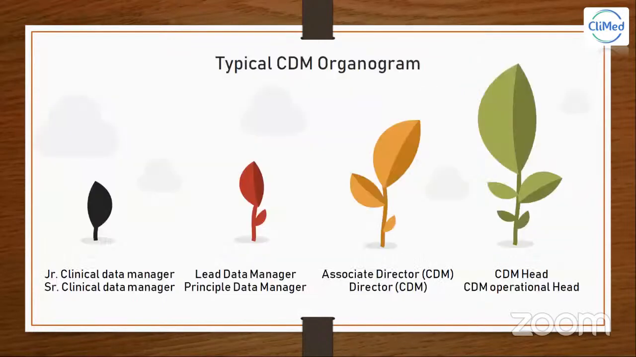Okay, so this is a typical CDM organogram. When you join any company, it is a typical organogram. Why I've written typical is that these are the generic designations which happen as you grow as a clinical data manager. From junior to senior clinical data manager, then lead to principal data manager, where you lead the studies. Then you have associate director and director level, where you lead the lead data managers and principal data managers of multiple therapeutic areas. And then obviously clinical data management head and clinical operations head. All right.